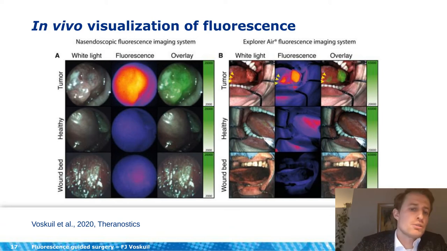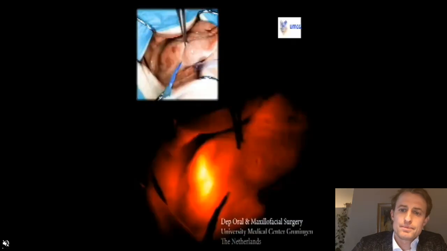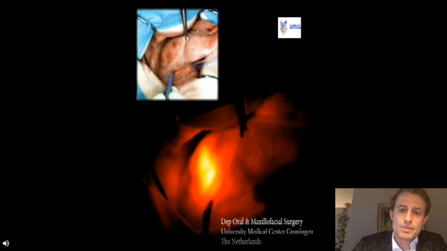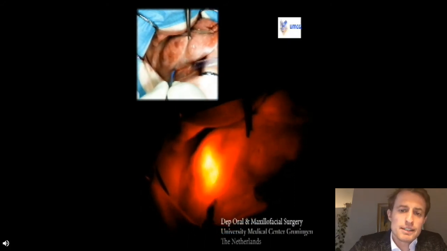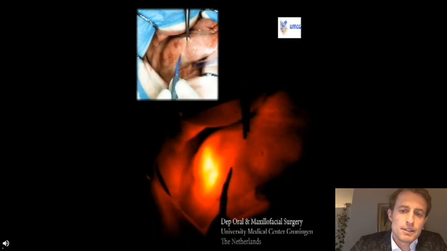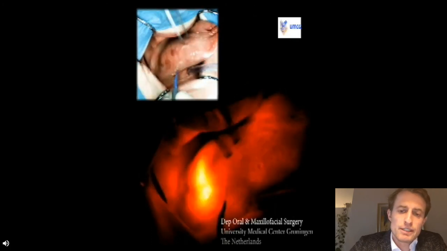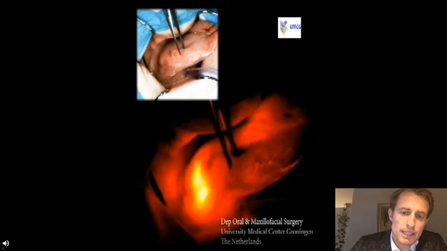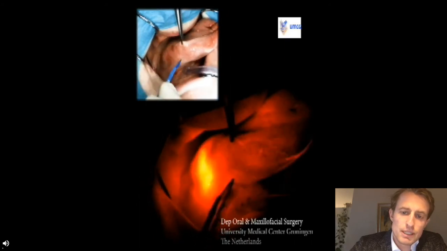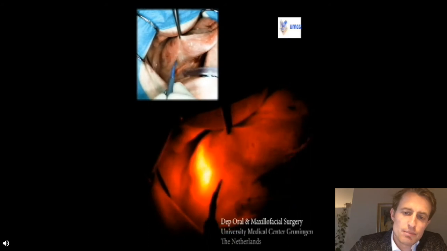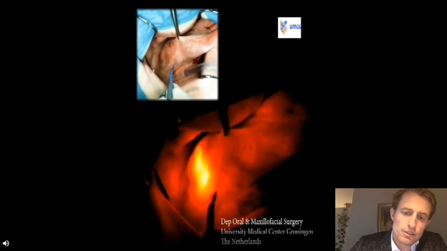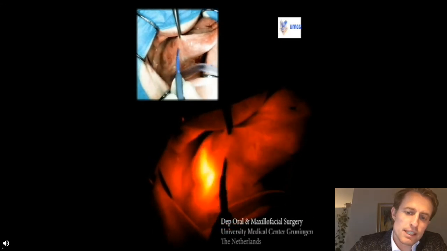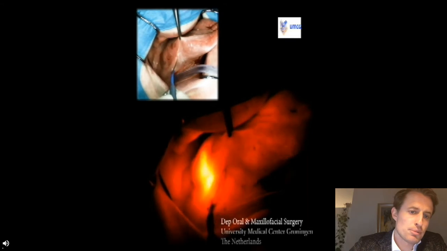So this is how it looks during surgery. I'm now going to show a video of this surgery as well. So here we see on the small panel the white light. This is the view the surgeon has normally. And on the large view, you see the fluorescence. You see again a lateral tongue carcinoma. And the surgeon is cutting it with an electronic knife to set the excision borders, and he's using the fluorescence to guide him to what extent the tumor is present.